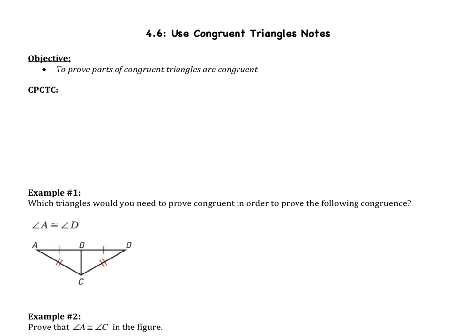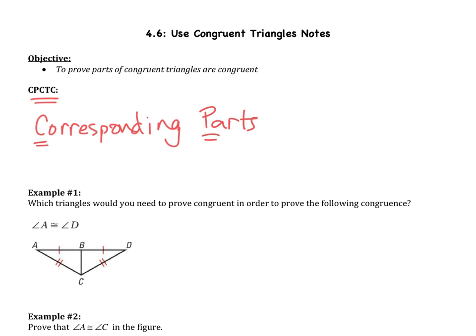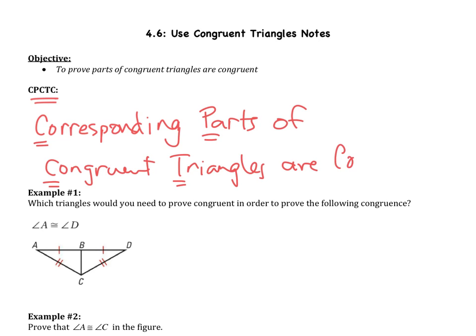So first thing that we need to know is what this CPCTC is, okay? Corresponding is correct. That's where the first C comes from. Corresponding parts of congruent triangles. There's your second C. Triangles is correct. Are congruent. So you are correct. Okay? So CPCTC. Corresponding parts of congruent triangles are congruent.